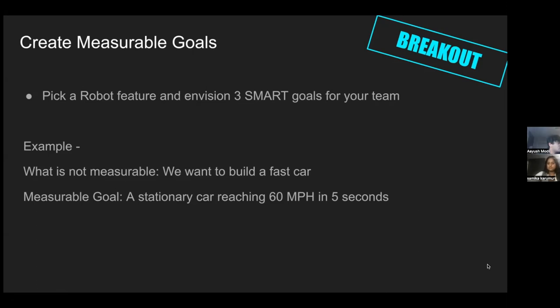Anyone else? At least one more. One more breakout room. Yeah, go ahead, Franklin. We didn't get all three, but we did last year's arm, and some of our goals were that we wanted to be able to, within 1 second, reach the shelf and then the high node to score, and that we also wanted to be able to survive some number of matches without having any failures, like anything breaking.